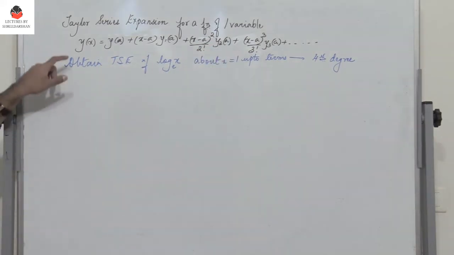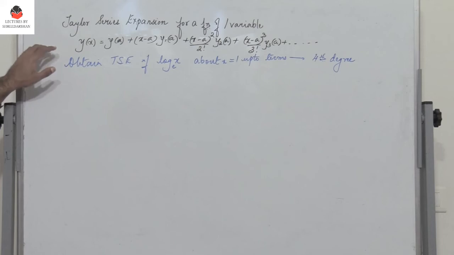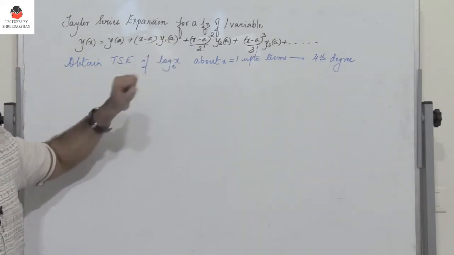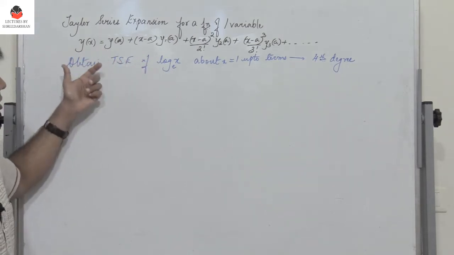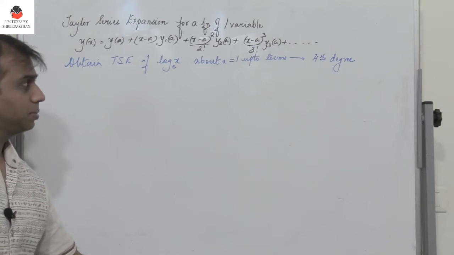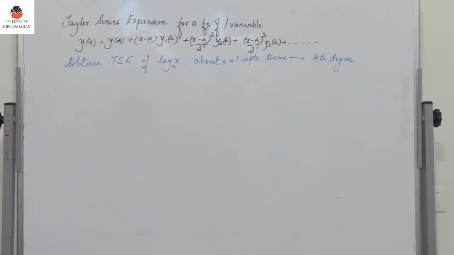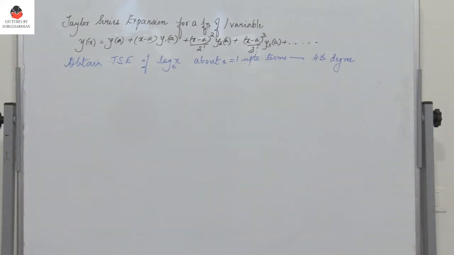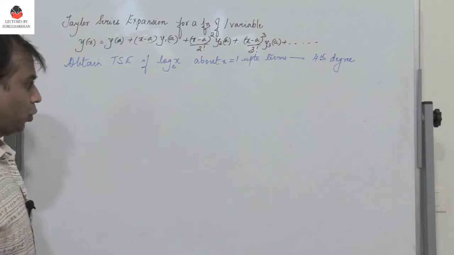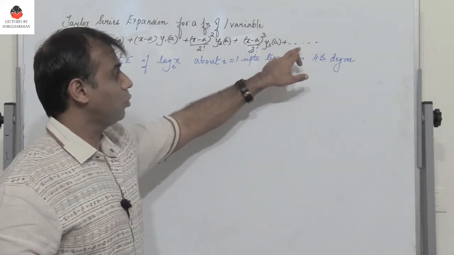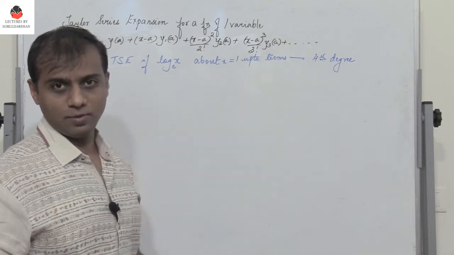In some textbooks, instead of y of x you would have f of x, and instead of y1 of a you would have f dash of a, which means that you are differentiating the given function with respect to x. Now let's take an example. Obtain the Taylor series expansion of log x to base e about x equal to 1 up to the terms containing the fourth degree. That means we have to go up to x minus a whole power 4 divided by 4 factorial y4 of a.